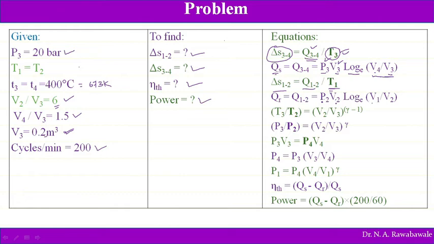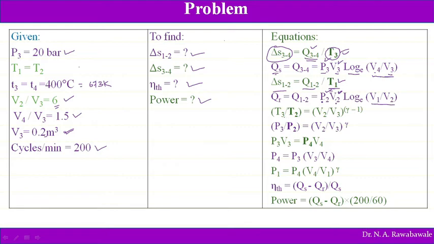V1 divided by V2 is not known to us. So we have to find V1 divided by V2, and then we have to find P2. The pressure is not known. Then the volume V2 is also not known. So we have to find V2 and P2, then we can find Q1 to 2. T1 is required, and T1 is equal to T2.